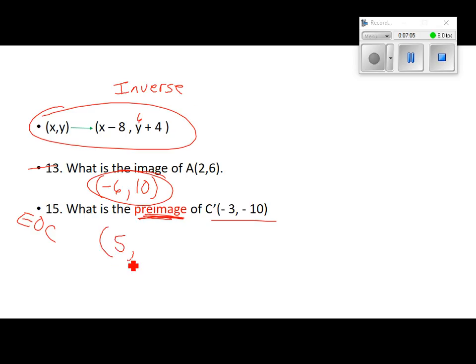So we started at x being 5. Instead of y plus 4, it's going to be y minus 4. So -10 minus 4, what's that? -14. -14, good. So that's the point we started at. That's the pre-image, that's the image. I think I said that backwards a second ago. Pre-image is where you start, image is where you end up.